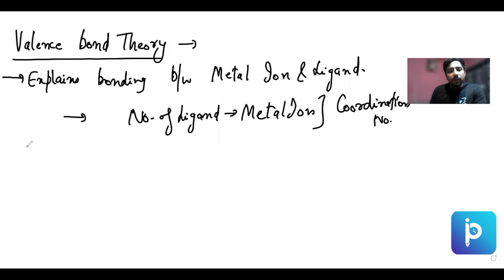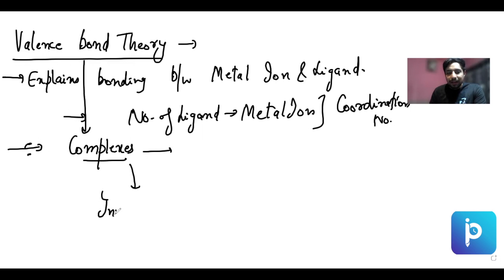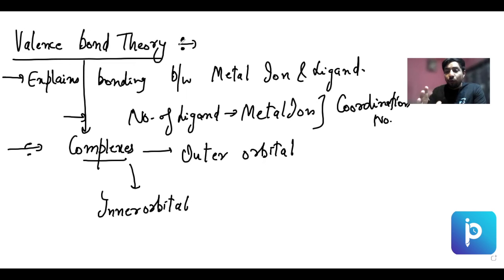So in this bonding, there are complexes which are formed of two types in case of valence bond theory: inner orbital and outer orbital complexes. These two types of complexes are observed when we go according to the valence bond theory, that the bonding between the metal ion and ligand is happening.